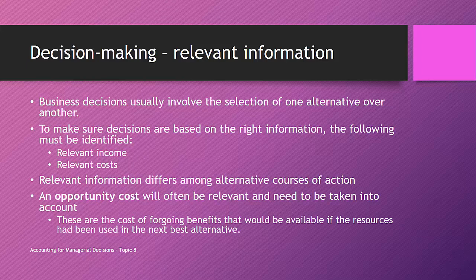And an opportunity cost, as the name suggests, is the cost of a missed opportunity. These are the costs of foregoing benefits that would be available if the resources had been used in the next best alternative. So if you have two things you could do with your money, and one of them would have returned 2% and one of them would have returned 5% in a year's time, and 5% is doing pretty well at the moment, you're 5% better off than you were at the start of the year, but you're not 5% better off than where you would otherwise have been. You would otherwise have been 2% better off. So that 2% is the opportunity cost. That is the cost of foregoing the benefit of the next best alternative.